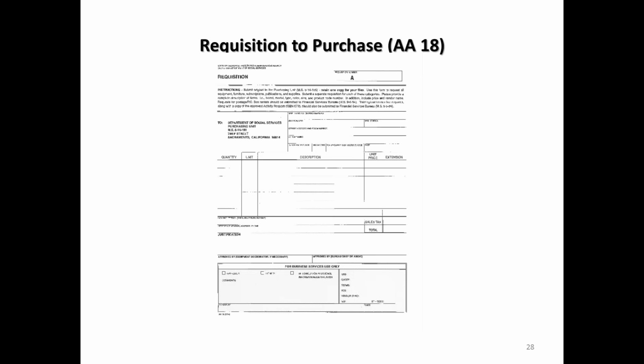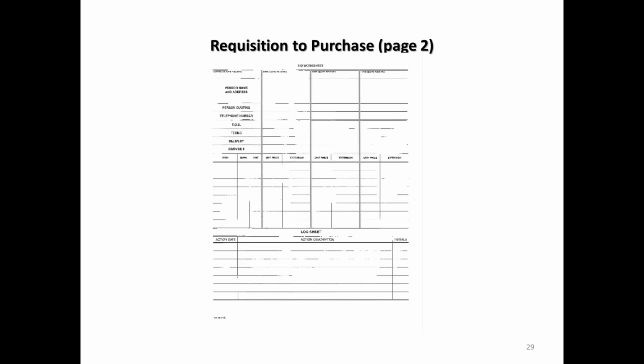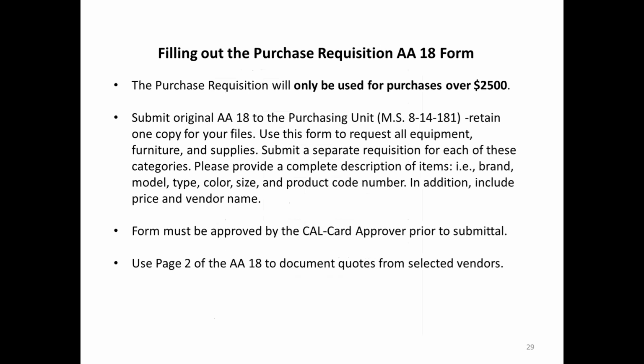Here is the AA18 requisition to purchase that we are all accustomed to completing. Please note that it does require a bureau chief or above to sign off. Here is the second page used to document quotes and totals. The AA18 will only be used for purchases over $2,500 or those on a mandatory statewide contract, CMAS, WSCA, etc. Please contact a purchasing unit analyst for confirmation. The AA18 will be submitted to the purchasing unit. You will retain a copy for your files.